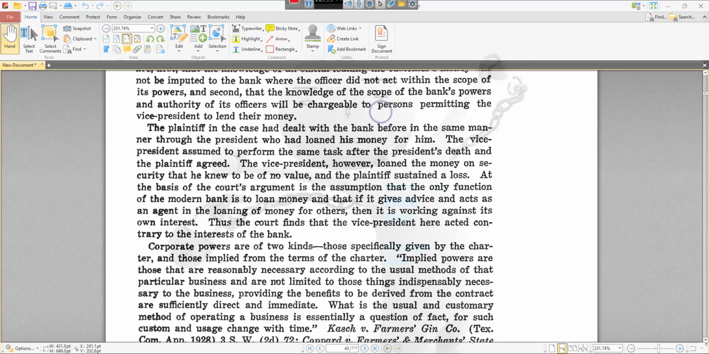At the basis of the court's argument is the assumption that the only function of the modern bank is to loan money, and that if it gives advice or acts as an agent in the loaning of money for others, then it is working against its own interests. Thus, the court finds that the vice president here acted contrary to the interests of the bank.